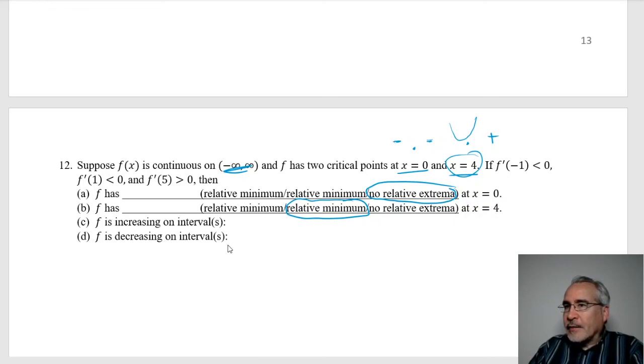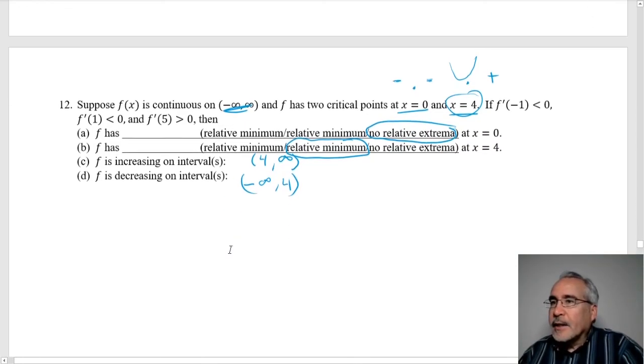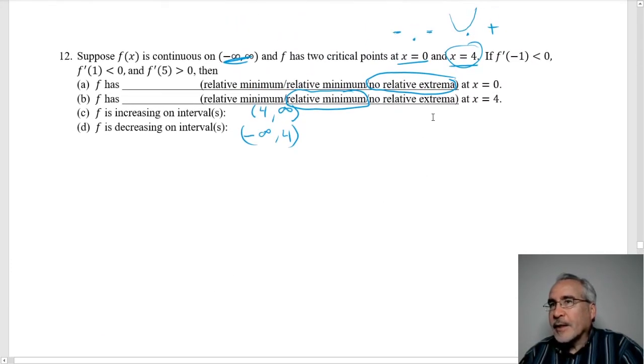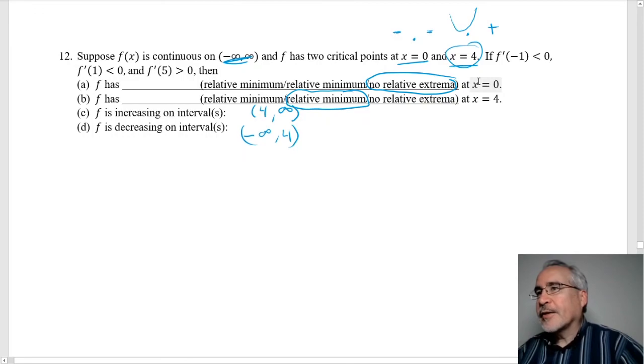F is increasing on the intervals. Okay, so this is telling us negative means it's decreasing, and it keeps decreasing until it gets to 4. 4 is the place where it starts to increase. From 4 to infinity, it'll be increasing. And F is decreasing on the interval from -infinity up until 4. That's it. -infinity to 4, 4 to infinity. It's got a relative minimum at 4, and 0 has no relative extrema, again just looking at the signs of the first derivative. That's using the first derivative test. Okay.